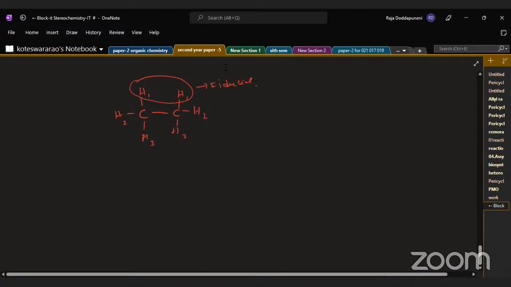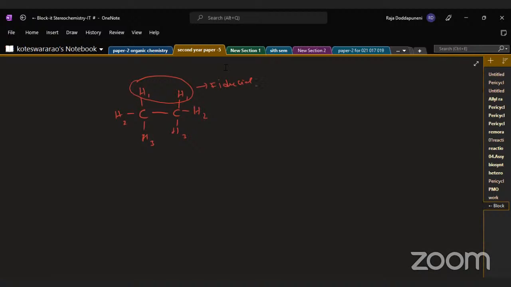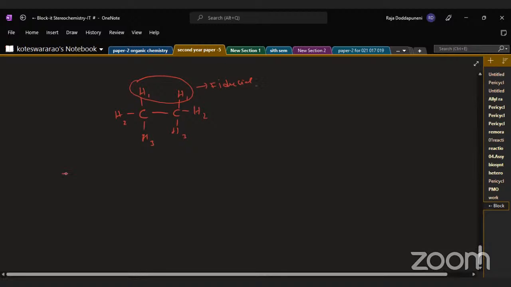Next. Here some terms are given, which are used for the designation of conformers.